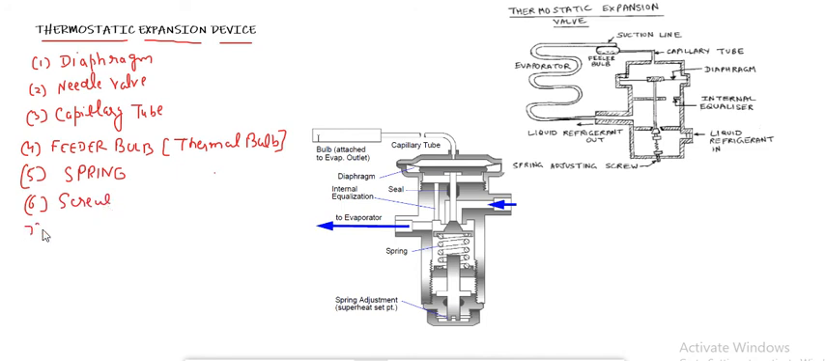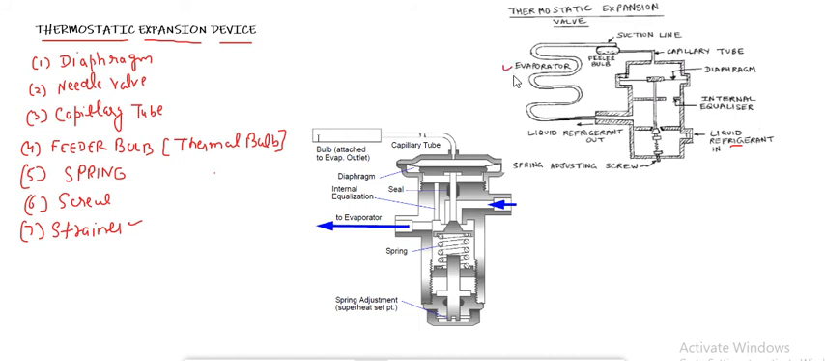Then the evaporator, obviously, to which we are going to supply this refrigerant. And there is one more part that is called strainer, that is installed where the liquid refrigerant enters. So if we look at this diagram first, the liquid refrigerant enters at this point into the body of the valve, and then comes out from the expansion valve and goes towards what?